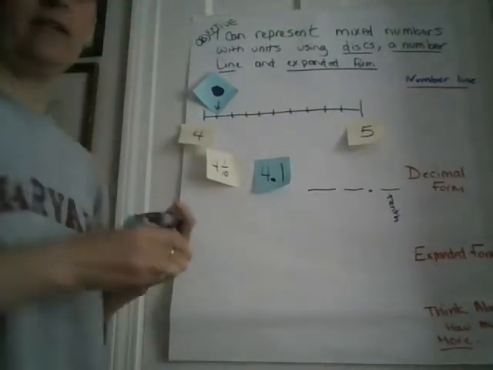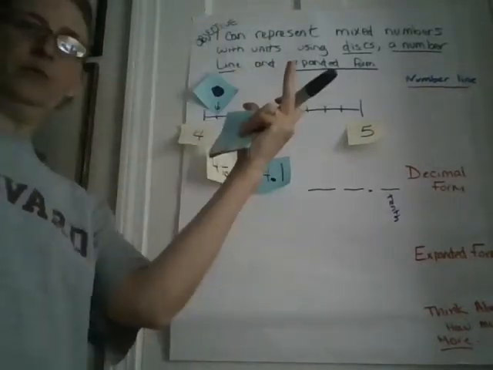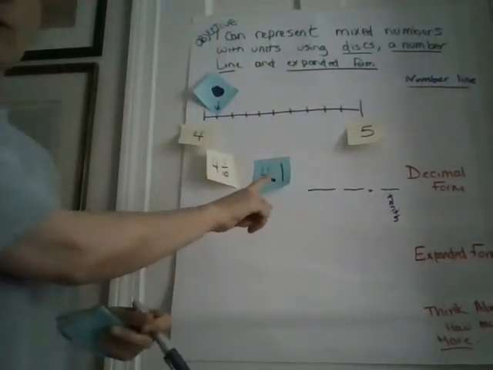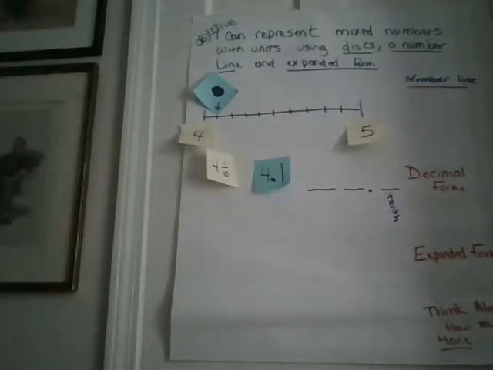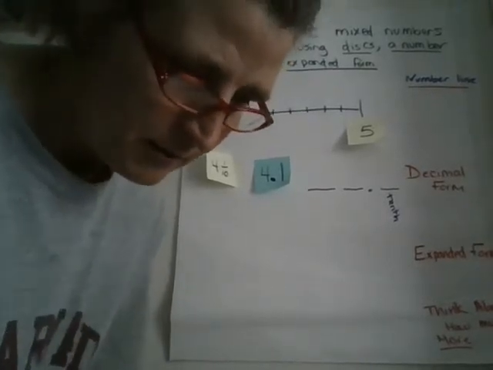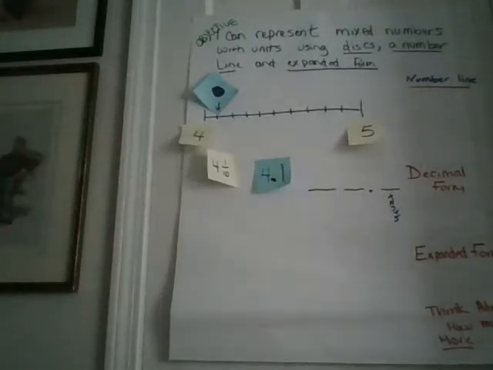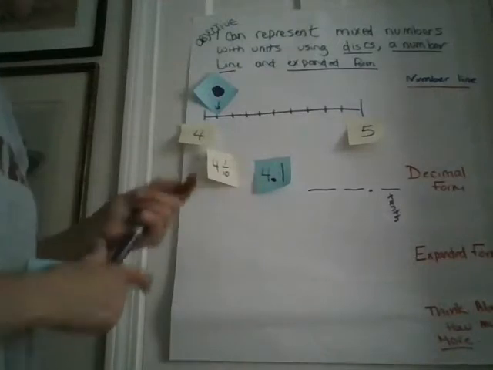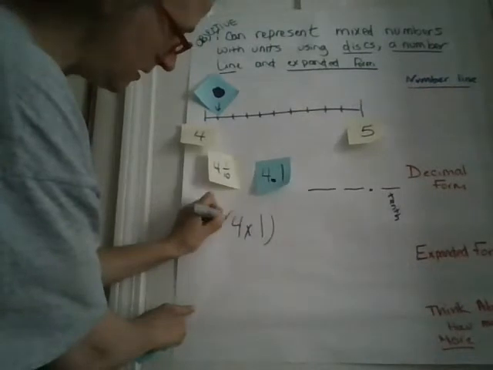I'm going to talk about expanded form. I always think about Aimee when I think about expanded form because she always said blows it up. So we have to talk about how do you blow up this number to show expanded form. So I want you to think about groups of, how many groups of 1 do you have? I have 4 groups of 1.